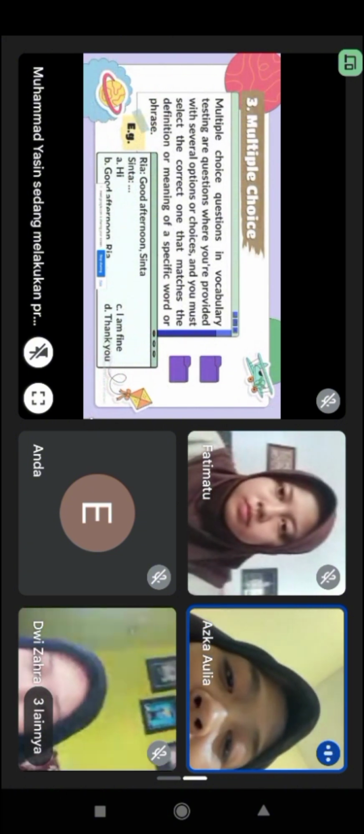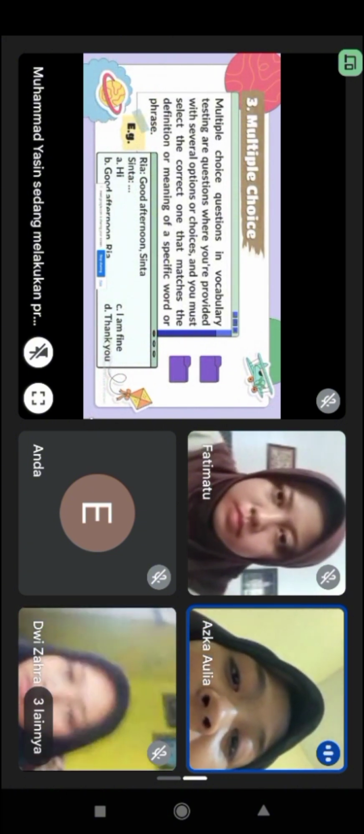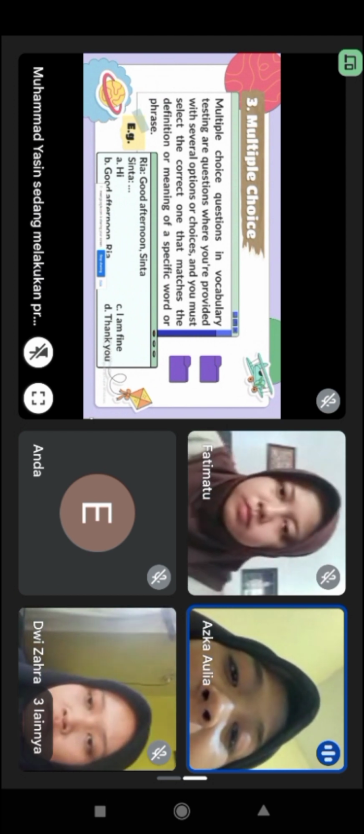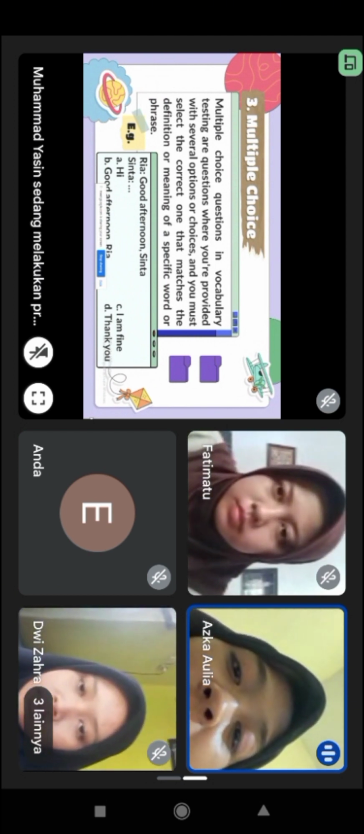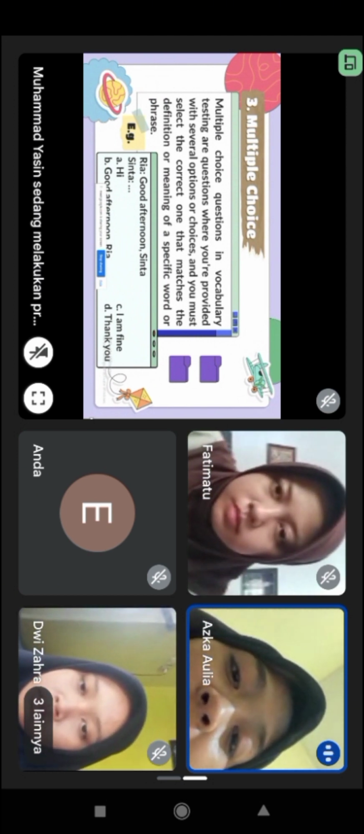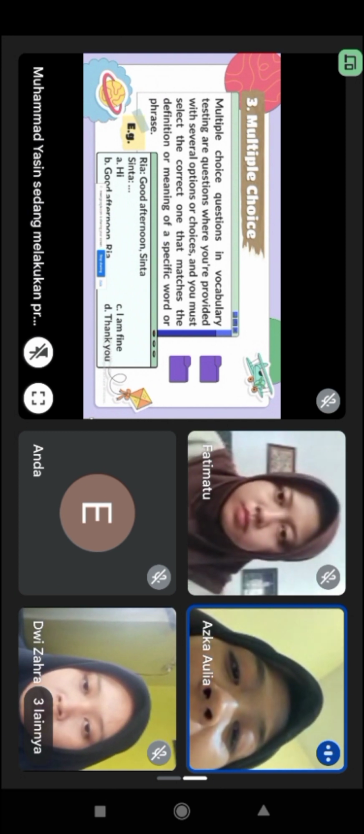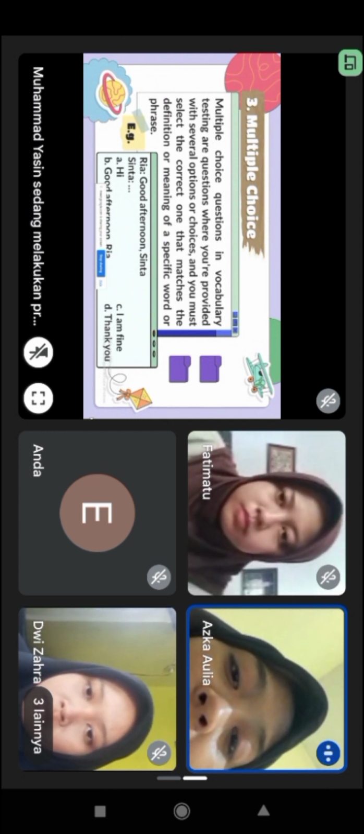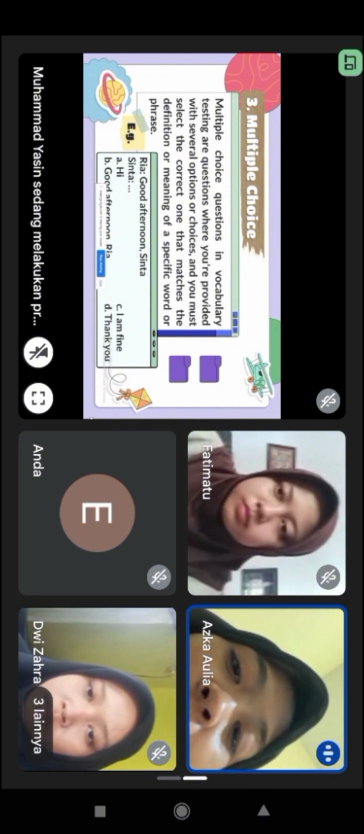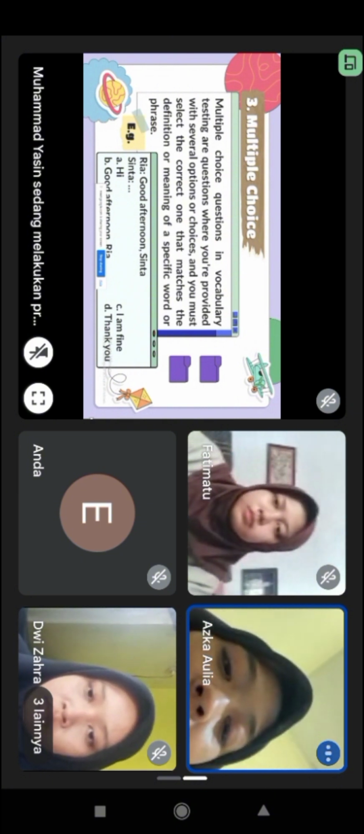Okay, point number 3, multiple choice. Multiple choice questions in vocabulary testing are questions where you are provided with several options or choices and you must select the correct one that matches the definition or meaning of a specific word or phrase.